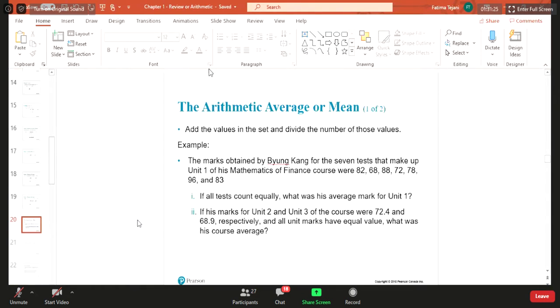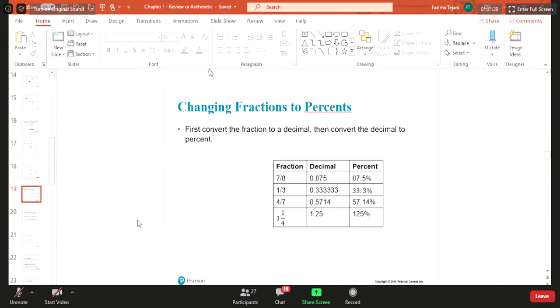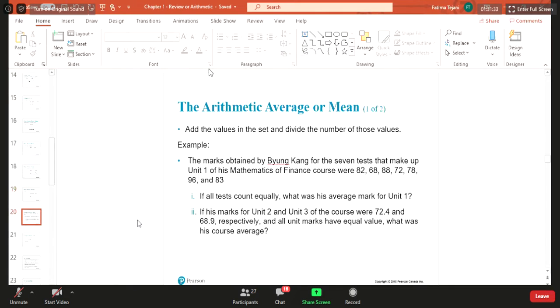Now that was all about decimals and percentages, what we were learning. I hope things are okay with you guys. Let me know if you have any doubt, but otherwise I think it's pretty okay to understand. There is something called arithmetic average or mean. Have you heard about calculating the mean or average?